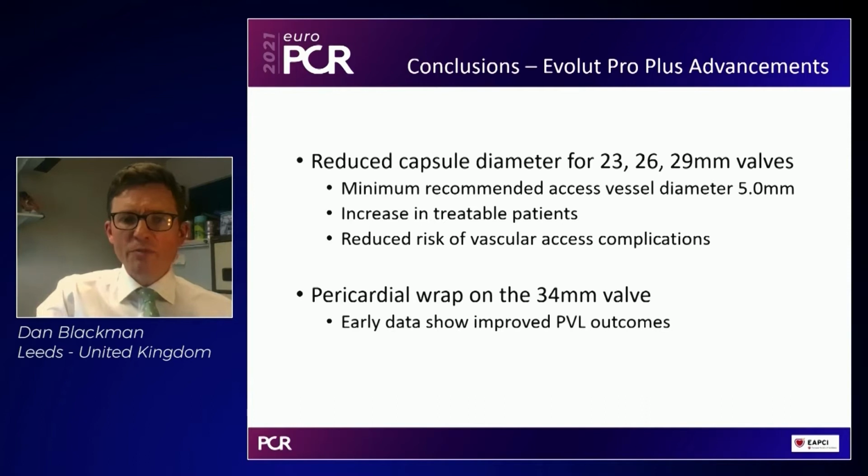So in conclusion, with Pro Plus, we have a reduced capsule diameter for the 3 smaller sizes, reducing the required vessel diameter to 5.0 millimeters, increasing the number of treatable patients, and should also translate to reduced risk of vascular access complications across the board. The 34 valve now benefits from the pericardial wrap, and early data confirm what we'd expect, that this translates to reduced paravalvular leak and better outcomes for our patients. So thank you for your attention, and we'll look forward to moving on to the recorded case demonstrating a Pro Plus valve in action.